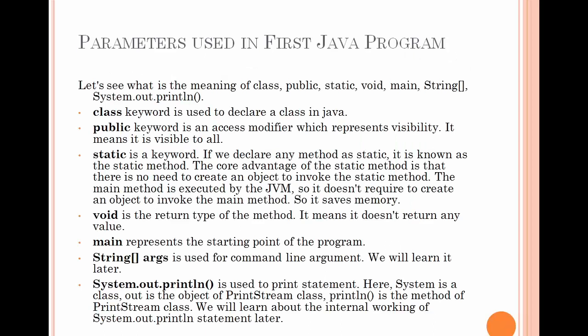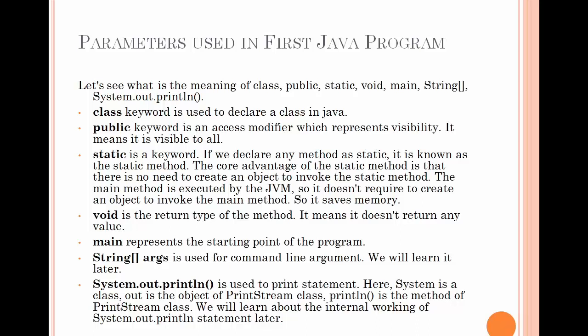Now the parameters used in the first Java program. We had class, which is a keyword used to declare a class in Java. Then the public keyword is an access modifier, which represents visibility. It means it is visible to all. We have three more access modifiers also. Then another keyword, which is static.